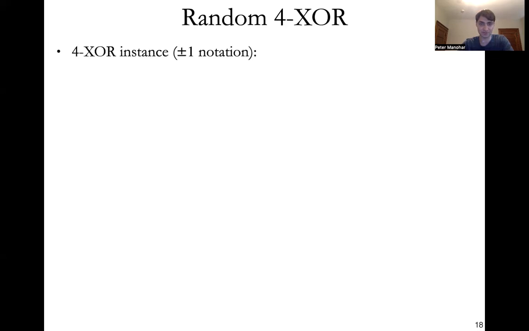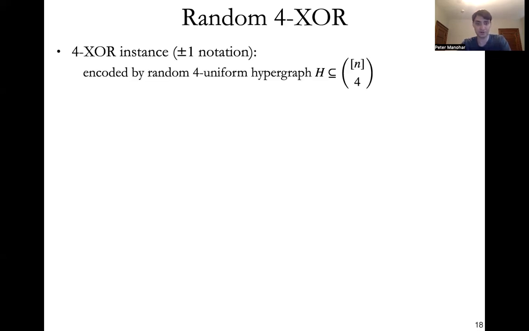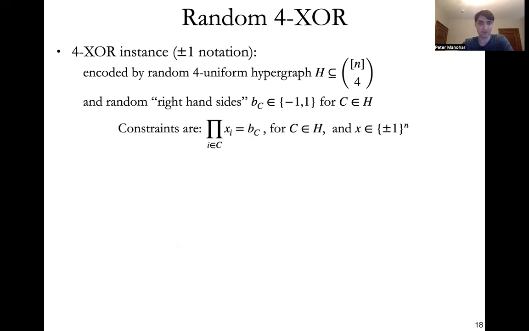And here I'm going to have to introduce some notation. So I'm going to encode the 4-XOR instance first by the hypergraph H, and then the right-hand sides b_C. These are plus-minus 1 random variables. So the constraints will then just be: take the product of all the variables in C for a hyperedge C, and want that to be equal to b_C, where b_C is this plus-minus 1. Now remember, I'm using products because I'm in plus-minus 1 notation and x is a plus-minus 1 vector. As an example, we could have the constraint x1 x4 x8 x12 is equal to 1. This is saying C is {1, 4, 8, 12}, and b_C is 1.